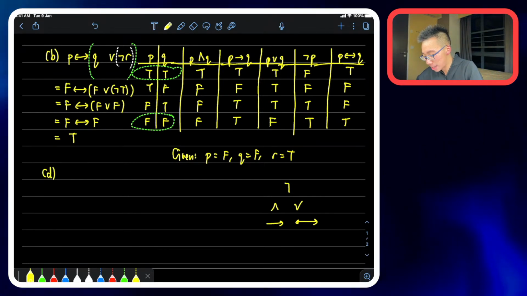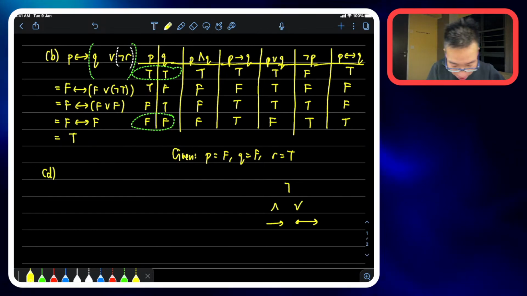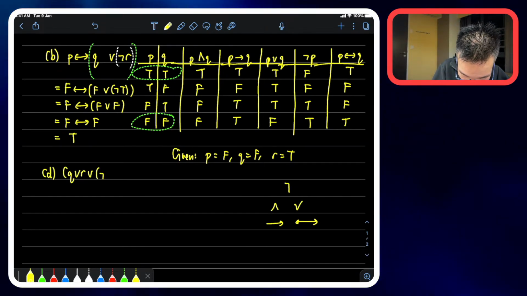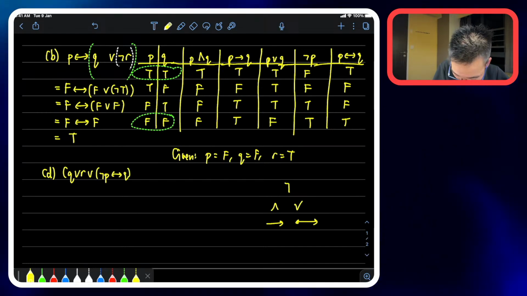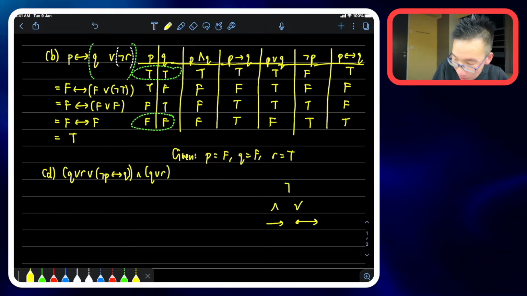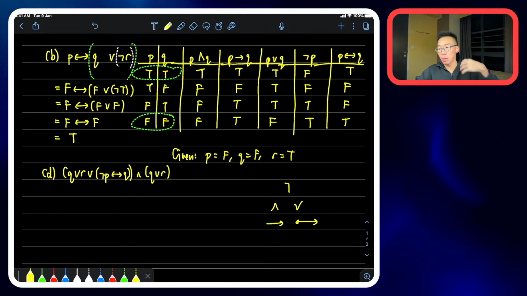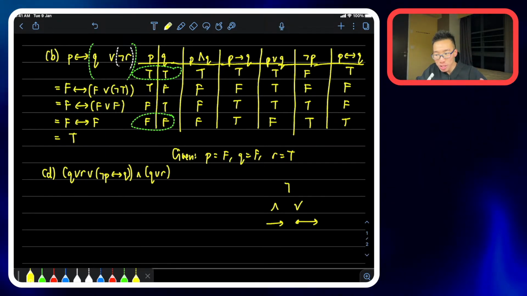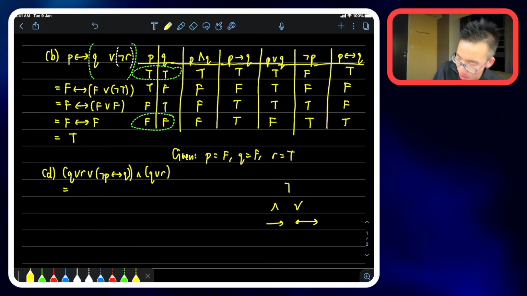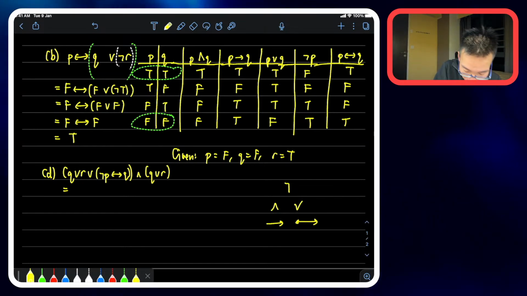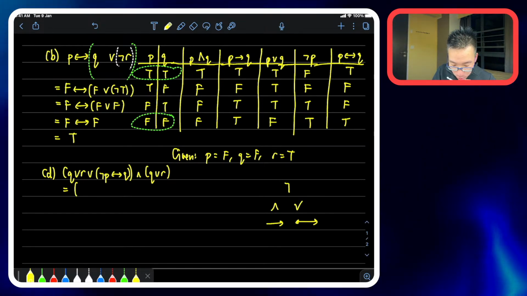Let's look at our last question, which looks this way. Q or R, or the negation of P, and Q or R. We could try to manipulate some logical properties if we would. However, let's just start from the beginning. Let's just plug in Q, R, P, and see what we get.